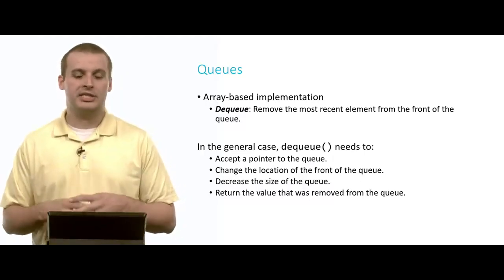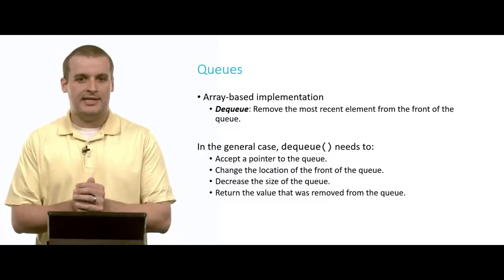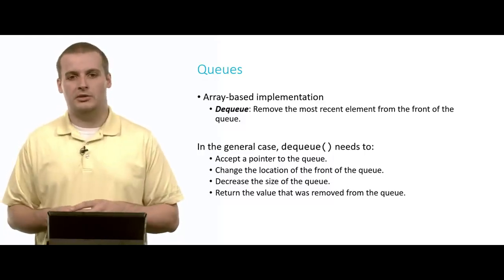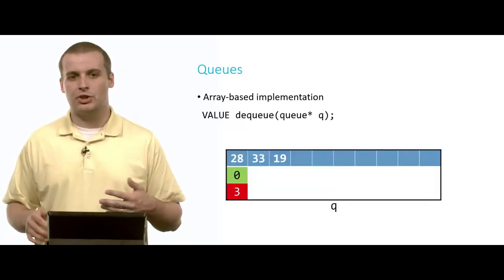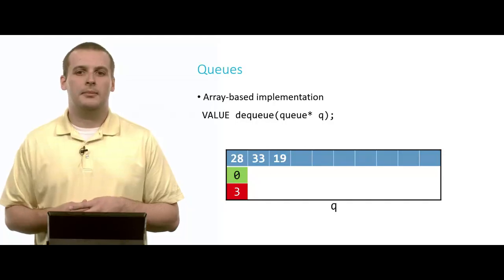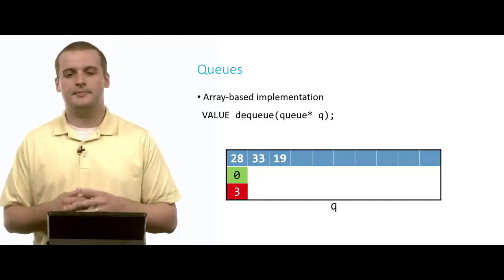Again, we don't want to just discard it. We presumably are extracting it from the queue. We're dequeuing it because we care about it. So we want this function to return a data element of type value. Again, in this case, value is integer.